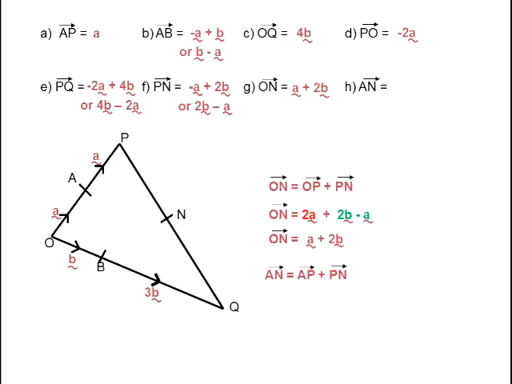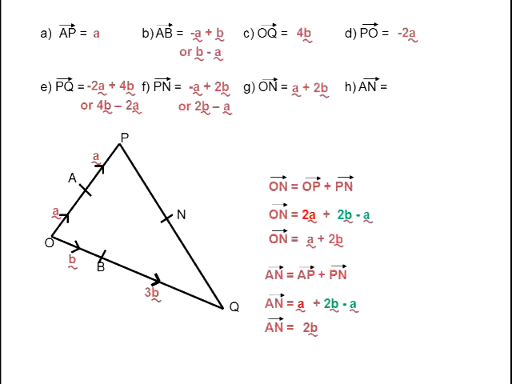And if we look at A to N, it's pretty much exactly the same, but instead of starting from O, we're going from A to P and then P to N. So it's an A and then P to N again. The A's will actually cancel each other out this time, and we'll be left with two B's.